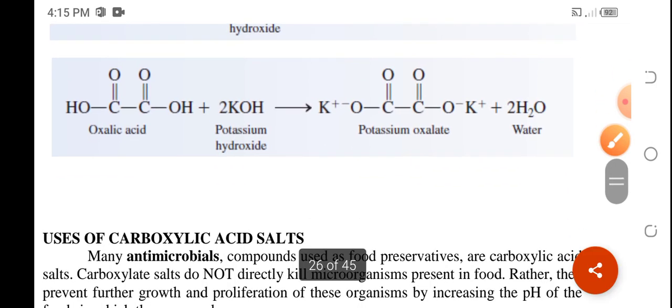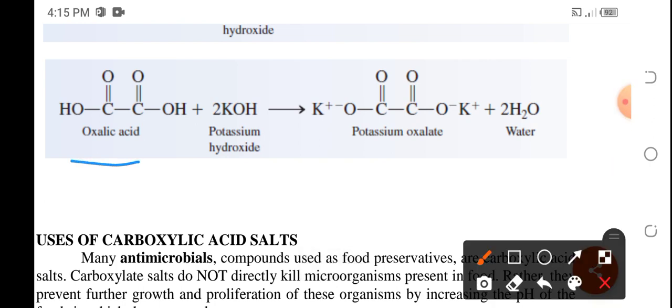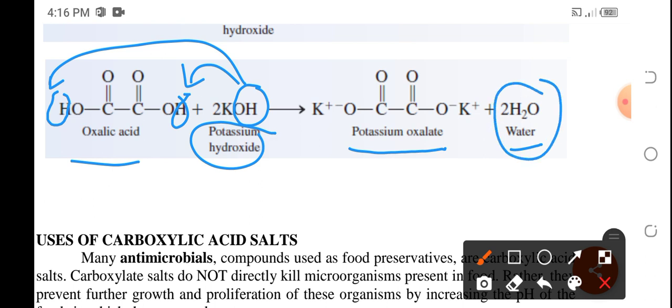Okay, another example. Reaction between oxalic acid and potassium hydroxide will produce potassium oxalate and water. Mechanism: hydrogen will be removed from the oxalic acid. So these hydrogens. And then we are going to need 2 moles of strong base because this is a dioic acid. This is composed of 2 carboxyl groups. So the hydroxyls from the strong base, 2 of them, will form a bond with the hydrogens being removed from the oxalic acid. So 2 moles of water are being produced.